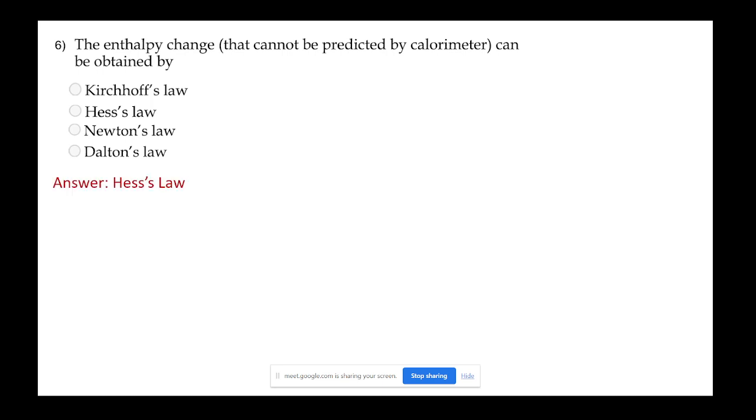Now, the enthalpy change that cannot be predicted by calorimeter can be obtained by dash. So Hess law is the correct answer, because as I had mentioned, Hess law says that if I can represent any reaction in the form of algebraic manipulation of two or more reactions, then the change in heat of reaction can be obtained by similar algebraic manipulation of the heats of reactions as well. So if I am not able to perform a reaction in a calorimeter and find the enthalpy change that way, I can use Hess law and calculate the enthalpy change or the heat of reaction.